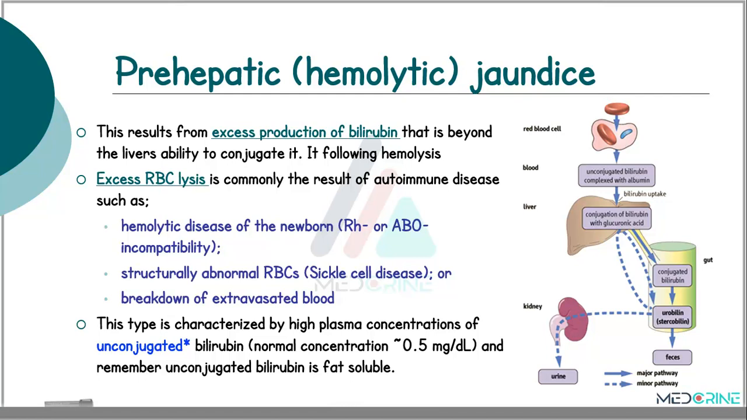We can also have excess red blood cell lysis or breakdown in structurally abnormal red blood cells, for example, in patients with sickle cell disease, or a breakdown of extravasated blood. This type of jaundice is characterized by high plasma concentration of unconjugated bilirubin. And remember, unconjugated bilirubin is fat soluble.